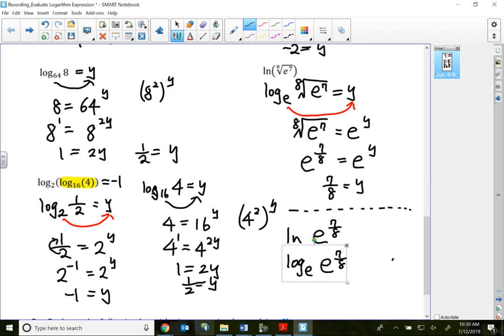So what that means is when you take a logarithm with base e of the same thing, if the base is the same as what you are taking the log of, then they can automatically cancel each other out. Therefore, the only thing left is just 7/8. So in the previous step, when I have a natural log and the e, they can automatically cancel out. That's why the answer is just 7/8.